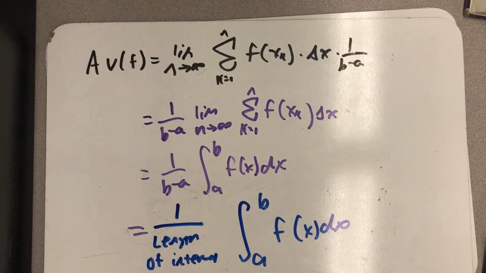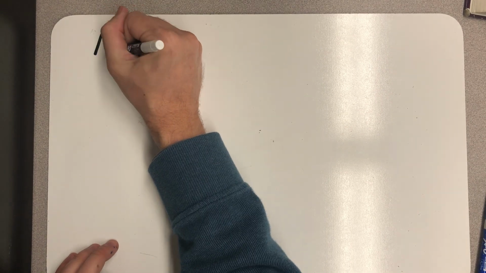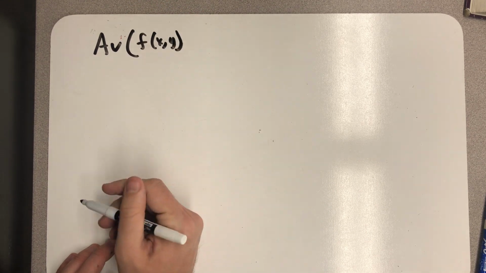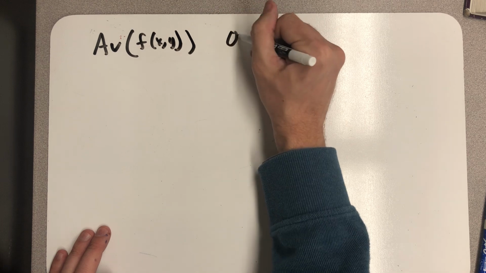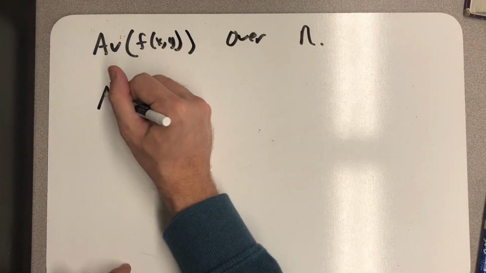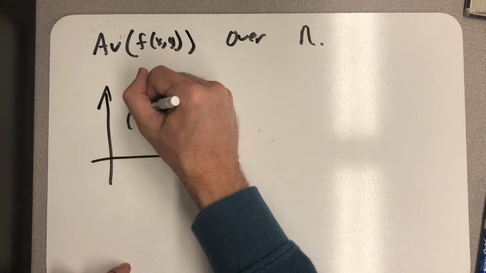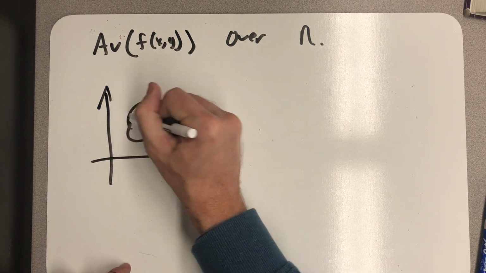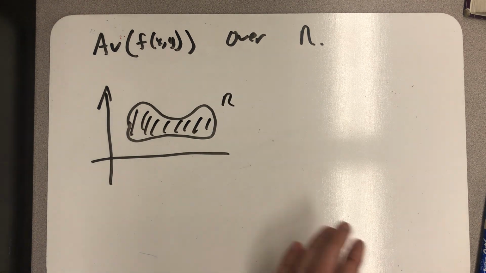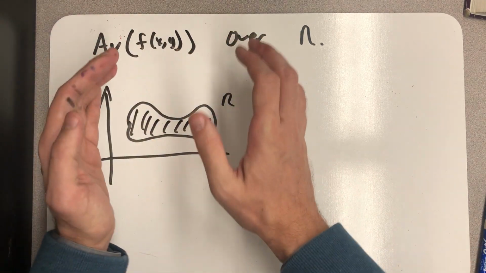moment. So now I want to think about the average value of f of x, y over a region R. So I think about a region R in the domain. So here's my region R. And I'm imagining some function. I'm going to imagine a positive function.